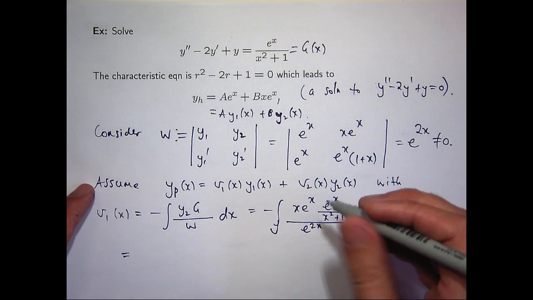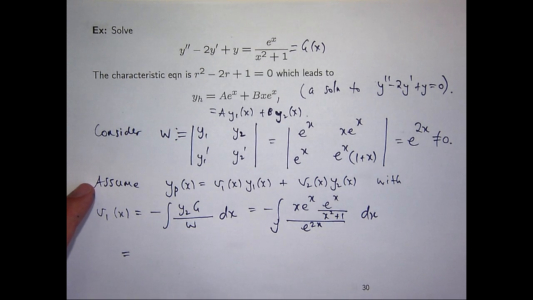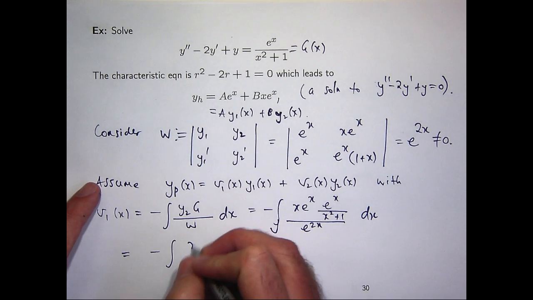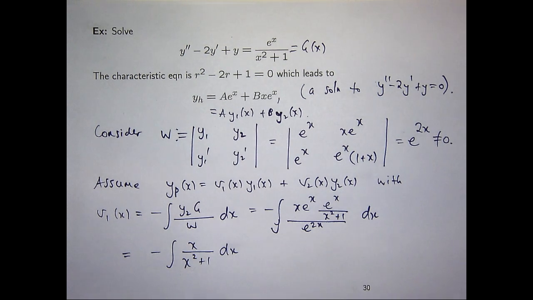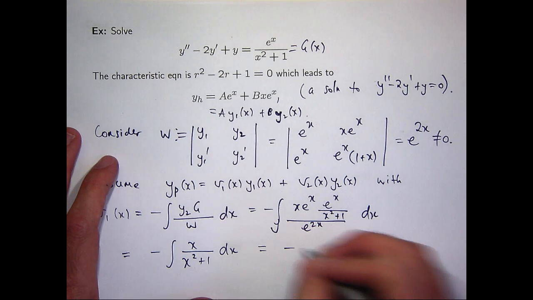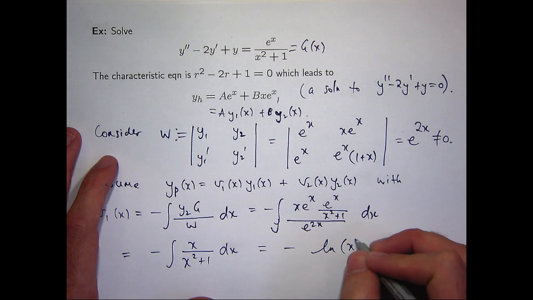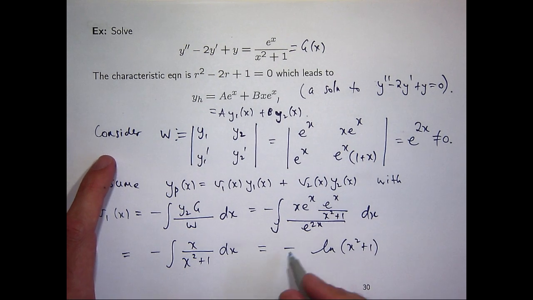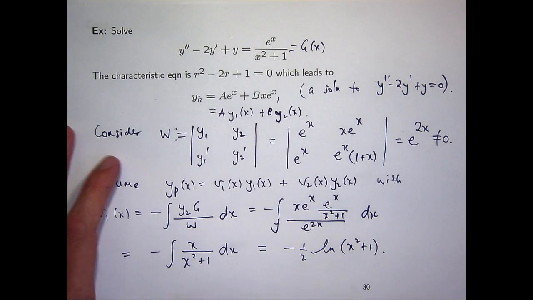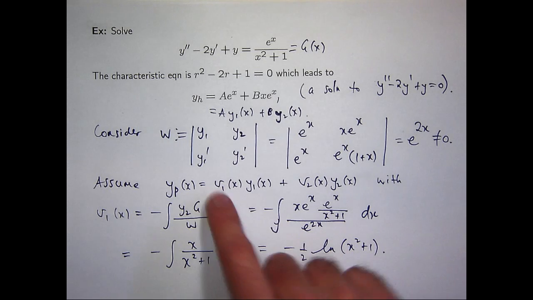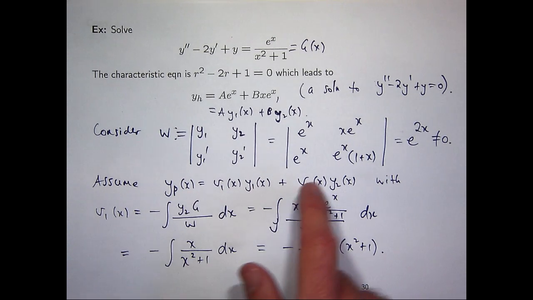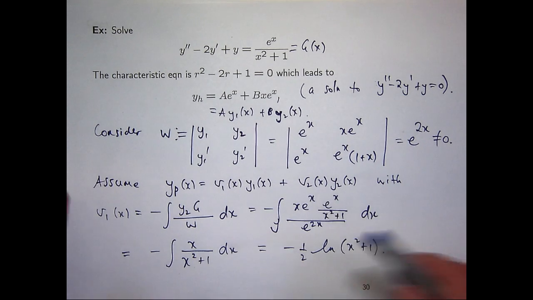So if I cancel the exponentials, I should get something like this. Now this integral is going to be something like a logarithm. So I'm going to get something like this. x squared plus 1 is always positive, so I don't need to put absolutes here. I just need to touch it up a bit, something like that. I don't need to worry about the constant of integration. So that's v1, and I've got half of my y sub p. Let's move on to v2 now.